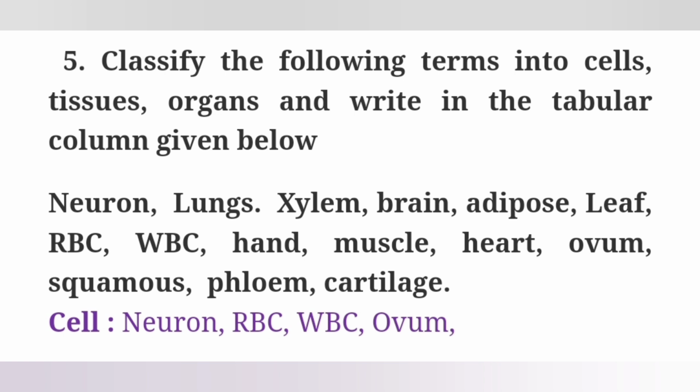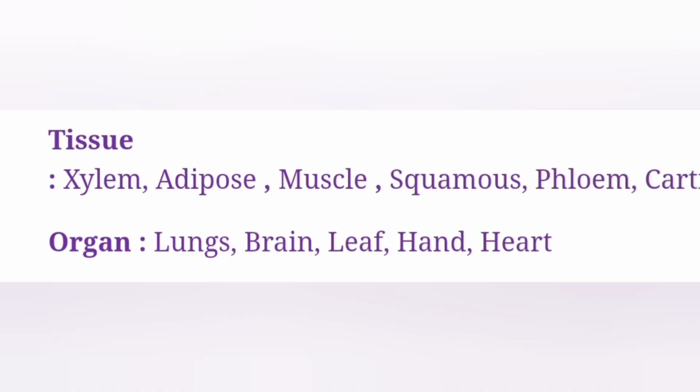Fifth question, classify the following terms into cells, tissues, organs and write in the tabular column given below. Neuron, lungs, xylem, brain, adipose, leaf, then RBC, WBC, hand, muscle, heart, ovum, squamous, then phloem, cartilage. Cells: neuron, RBC, WBC, ovum. Next point, tissues: xylem, adipose, muscle, squamous, phloem, cartilage. Then organs: lungs, brain, leaf, hand, heart.